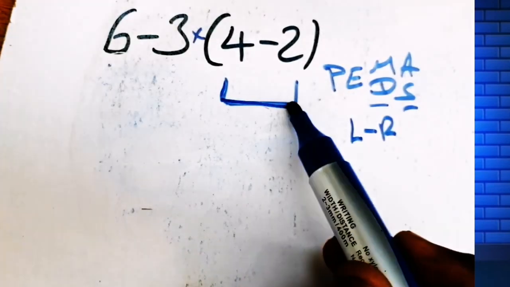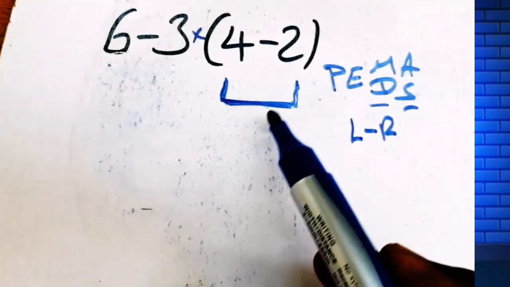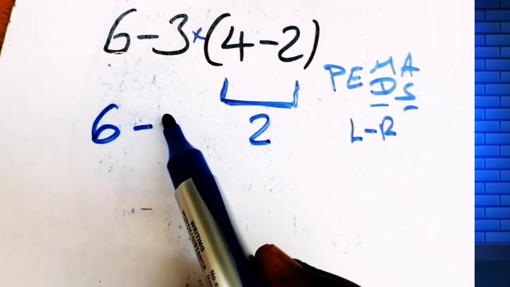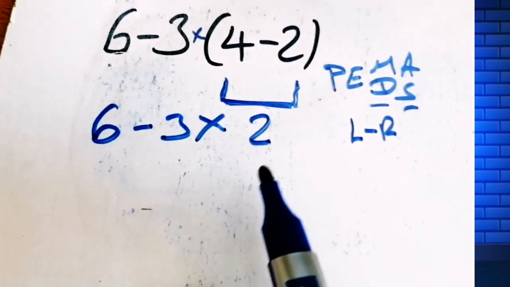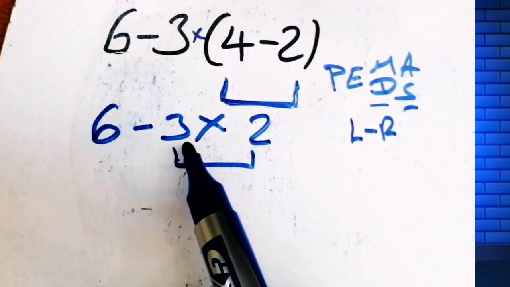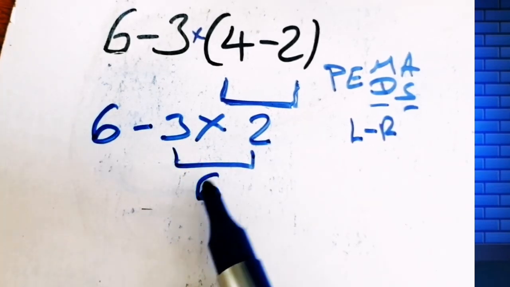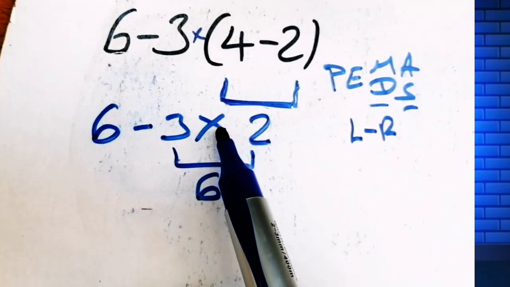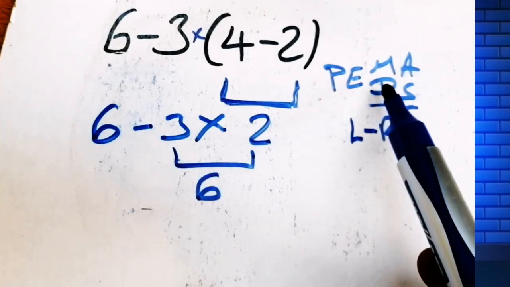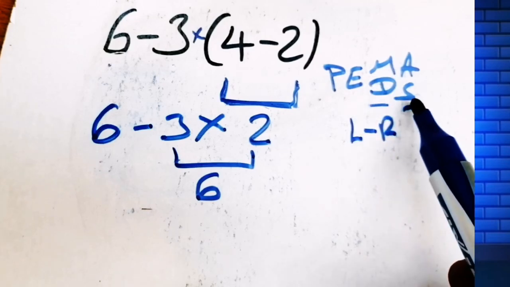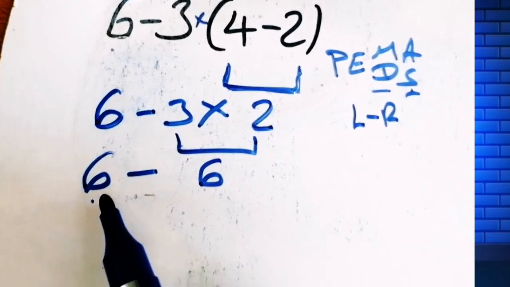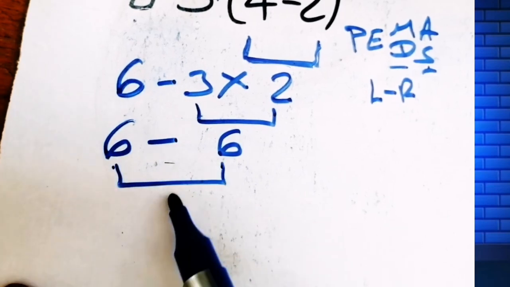Therefore, according to PEMDAS, first we have to do this parenthesis. 4 minus 2 which equals 2. Then 6 minus 3 times 2. Okay. 3 times 2 which equals 6, because this multiplication has higher priority than this subtraction according to PEMDAS, because multiplication comes before subtraction. Then 6 minus 6. 6 minus 6 which equals 0.